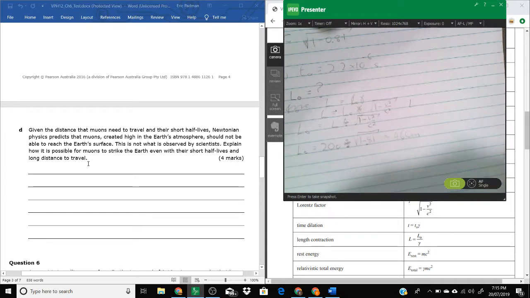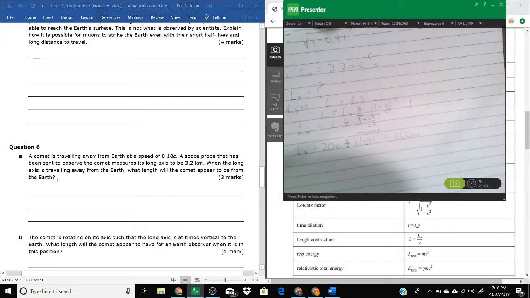So I'll just read out this description. Muons travel at very high speeds. At these speeds, relativistic effects are significant. According to the muon's frame of reference, the distance through which they travel to reach the Earth is contracted by a factor of gamma, the Lorentz factor. According to the scientist's frame of reference, the time for the muons' half-life is dilated by a factor of the Lorentz factor, and so a significant number of muons live long enough to make the journey. That is the 4 marks in there.